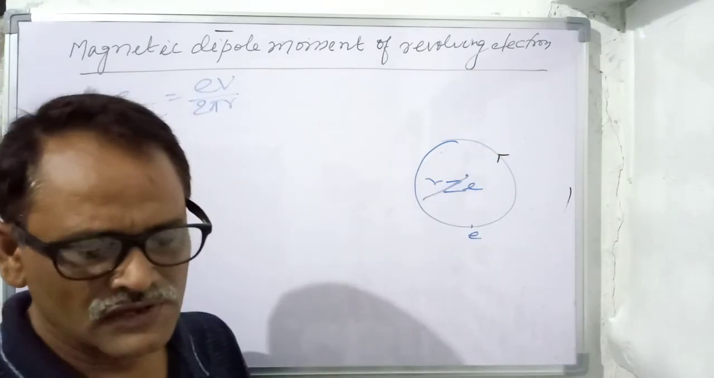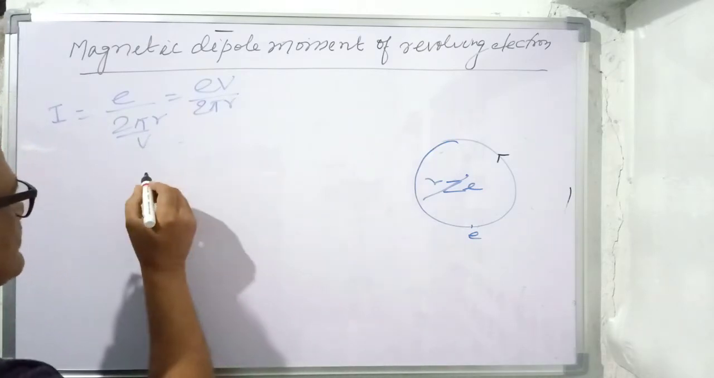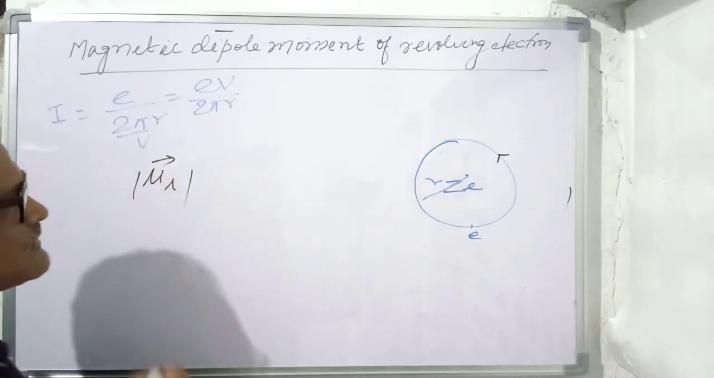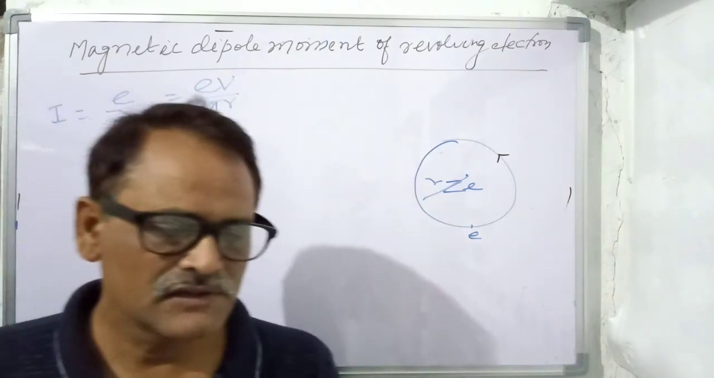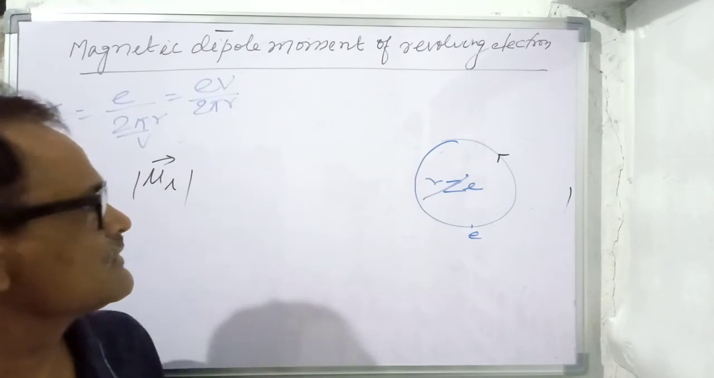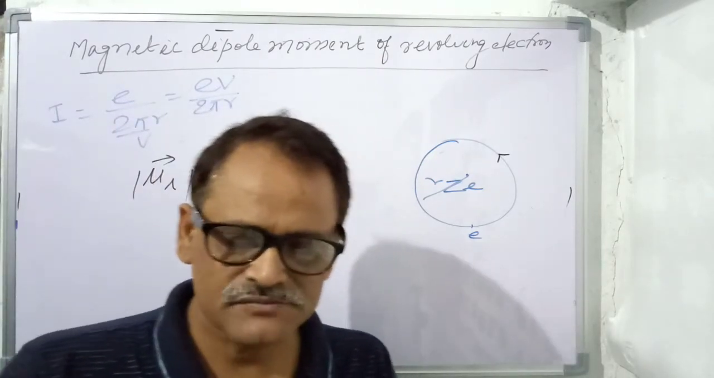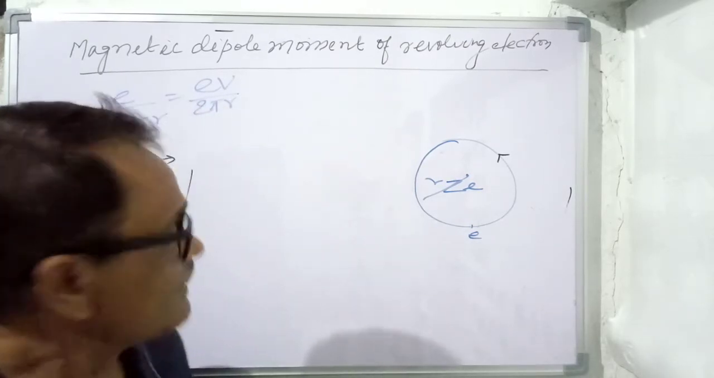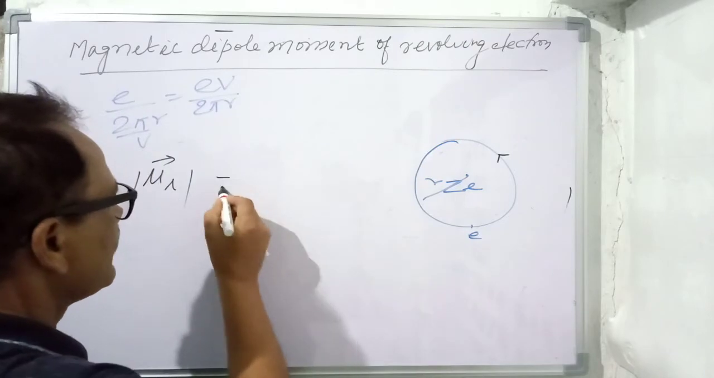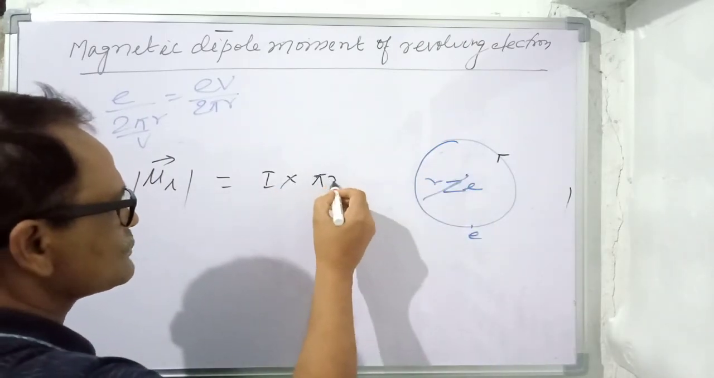The dipole moment is equal to I into A, and this dipole moment is represented by mu L. We write it as mu L because L represents the azimuthal quantum number, meaning the quantum number attached with the angular motion. This mu L is equal to I into the area, which is pi r square.